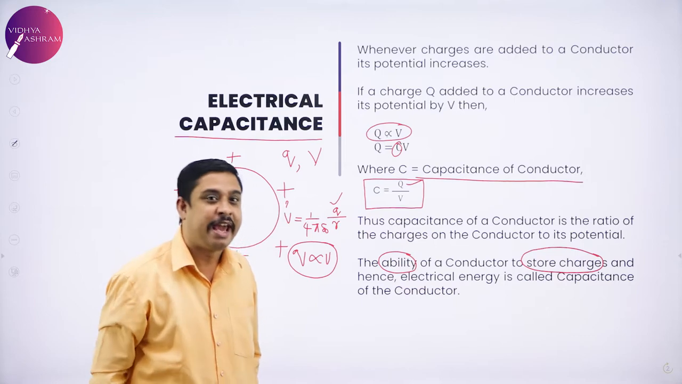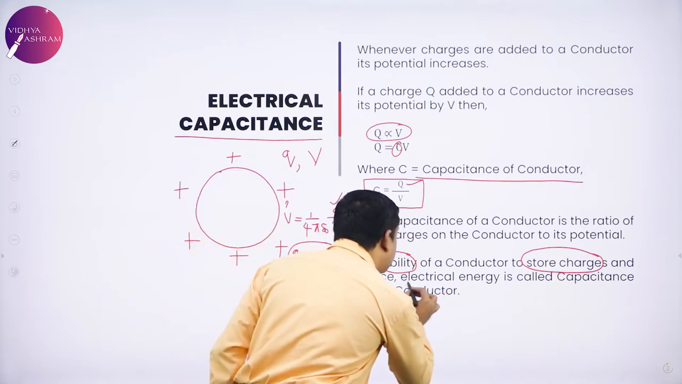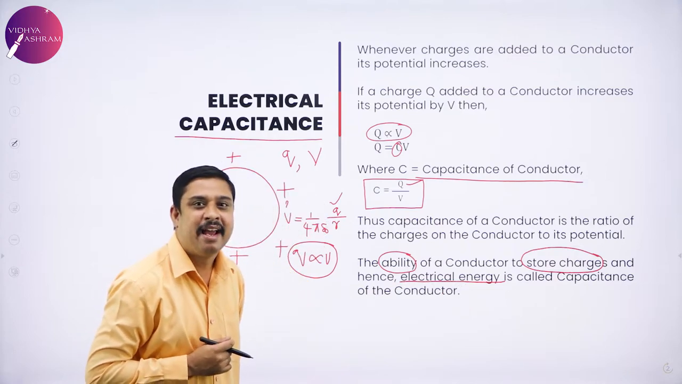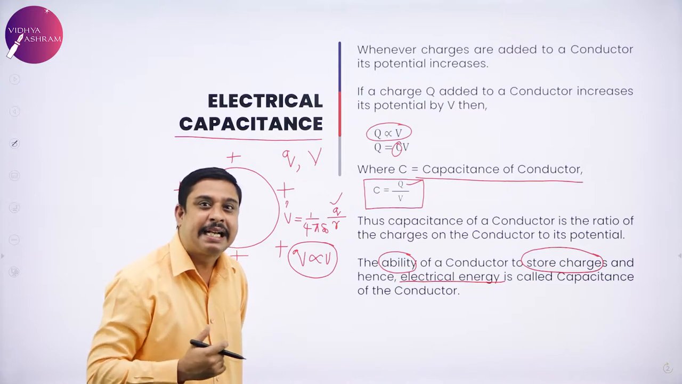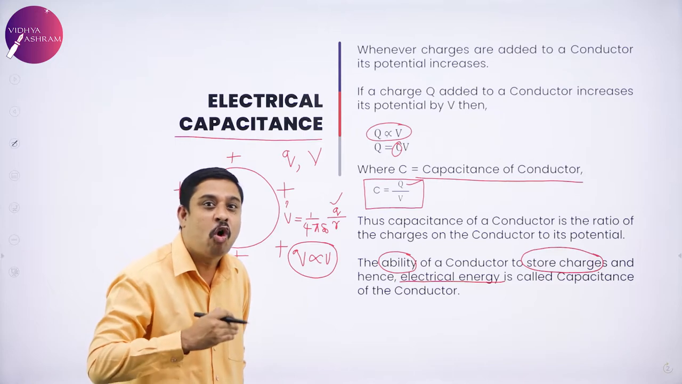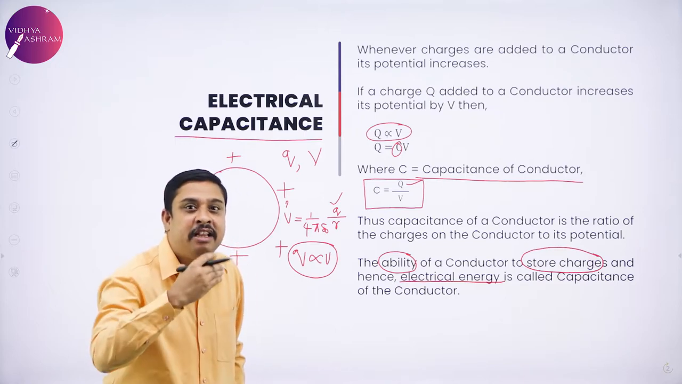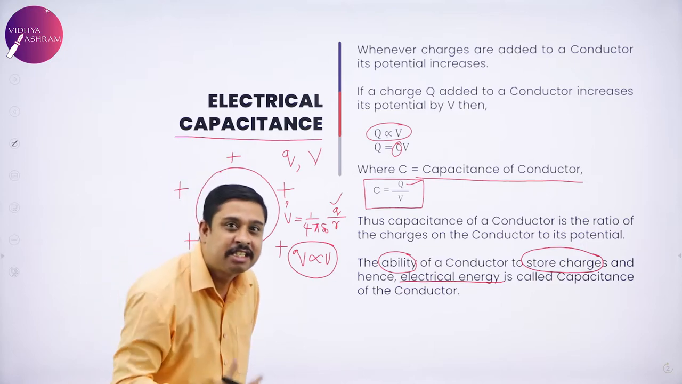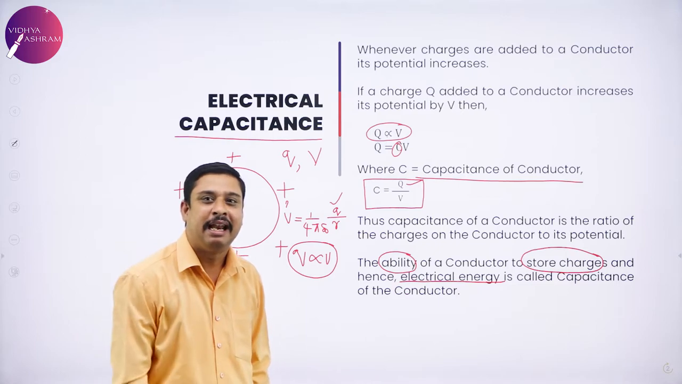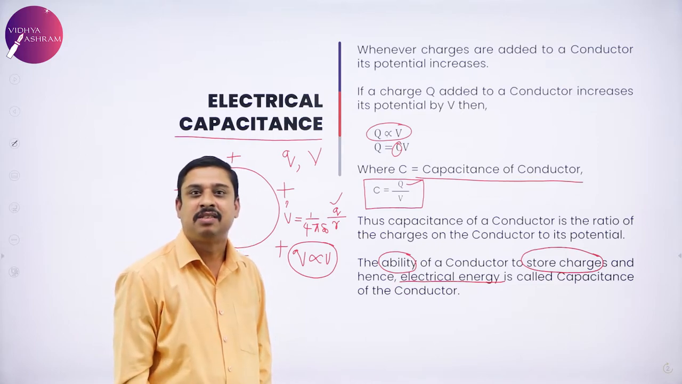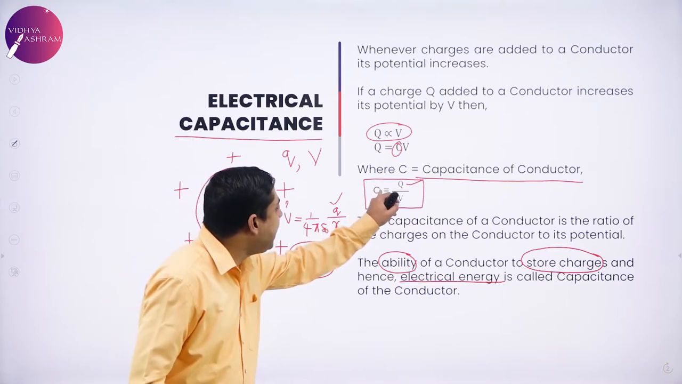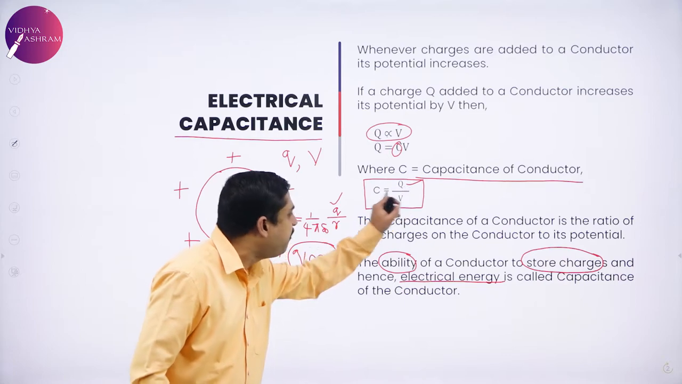In which way it can also store electrical energy. When I say it is storing electrical charges, I also mean to say it can store electrical energy in the form of electrical charges. That is what we define as electrical capacitance. So my dear friends, what was capacitance? C equals Q divided by V.